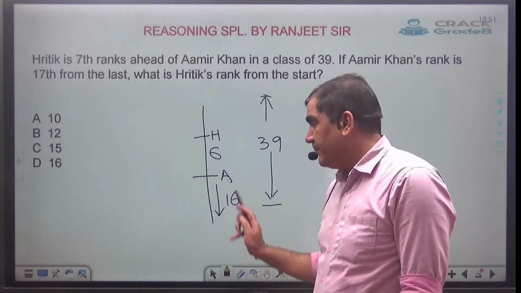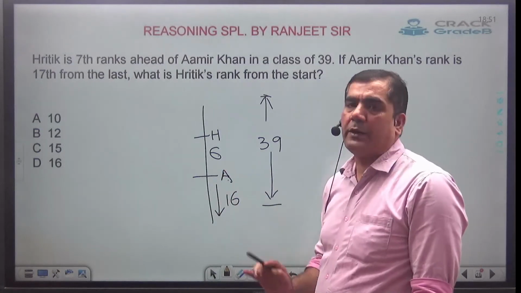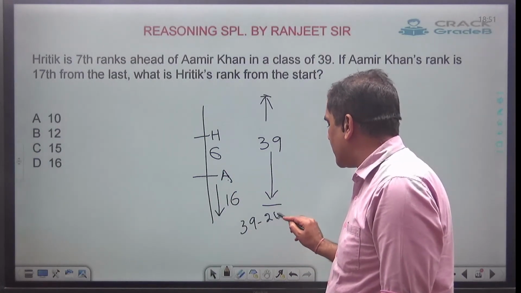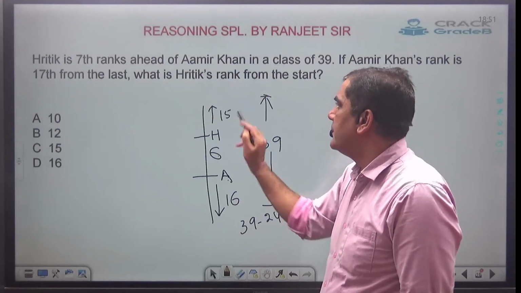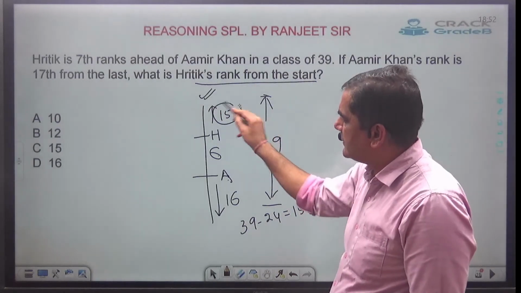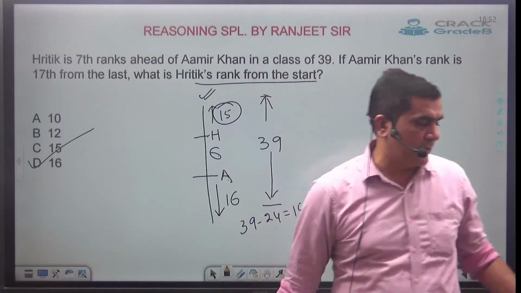16 plus 6 is 22. Plus 2 is 24. So out of 39, 24 has come. So the remaining comes out to be how much? 15. And 15 must be above. So what is Ritik's rank from the start? 15 is above, so Ritik should be 16. Simple.